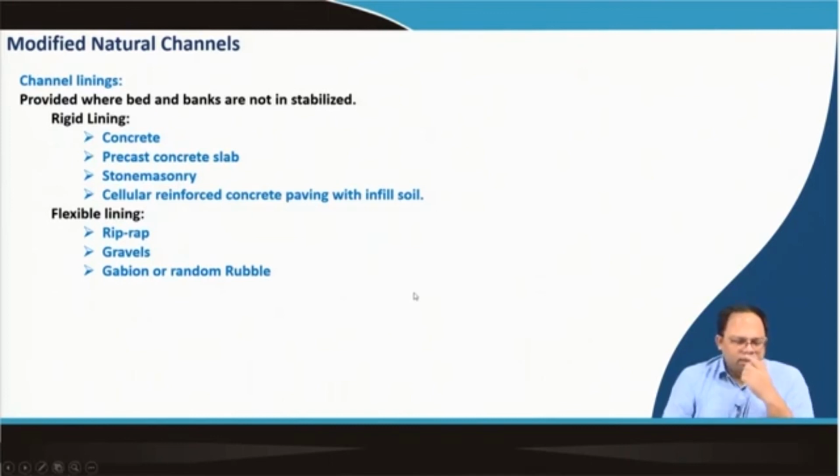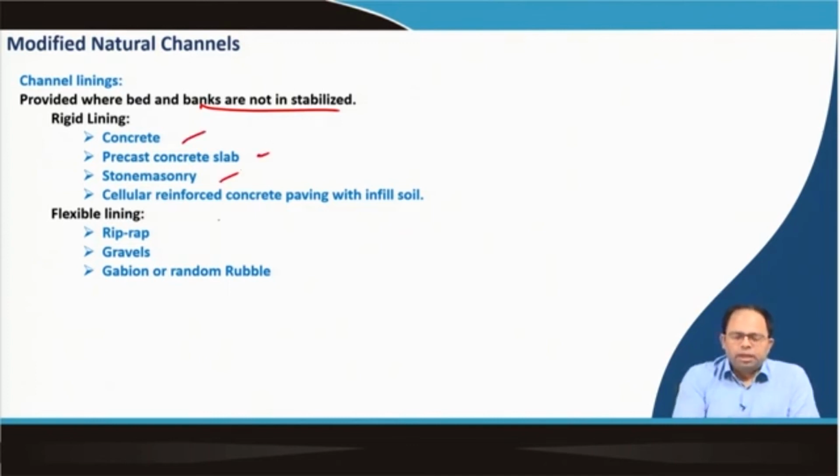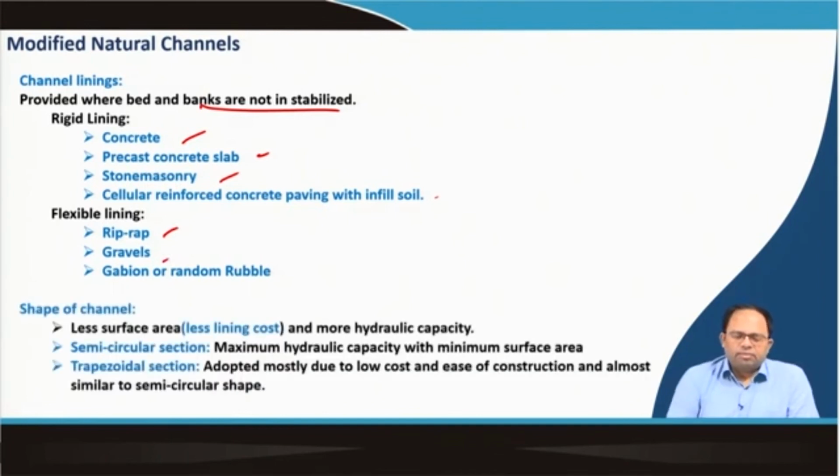So, channel linings could be both rigid and flexible, and these are provided for stabilizing the banks. Rigid linings are made of concrete, precast concrete slabs, stone masonry, and cellular reinforced concrete paving with infill soil, and flexible linings could be riprap, gravels, gabion or random rubble. So, these are the different kinds of flexible and rigid lining used, and the shape of the channel is also important. Usually the less the surface area, the less the lining cost, and the more the hydraulic capacity.